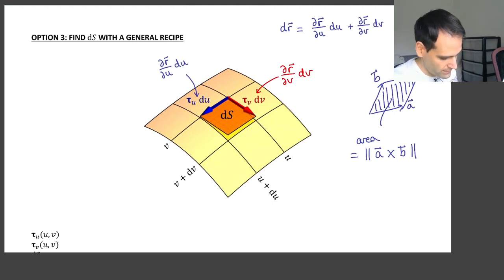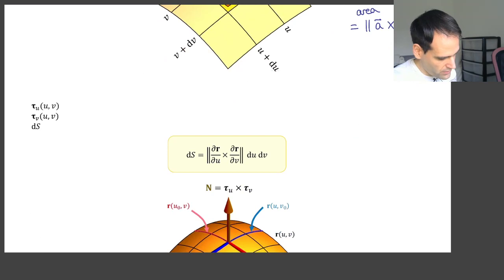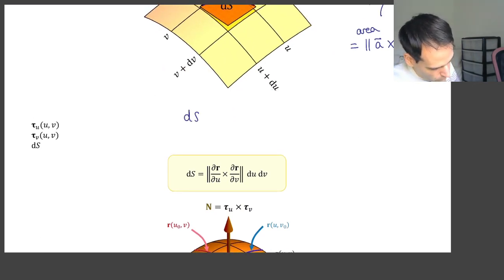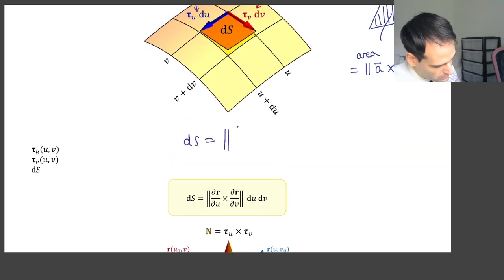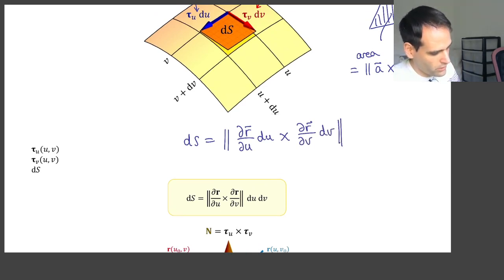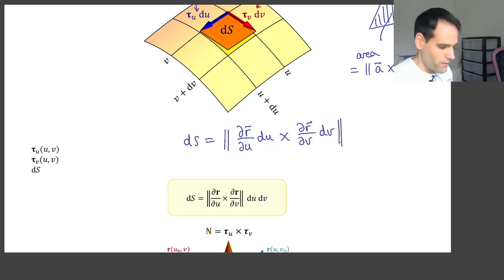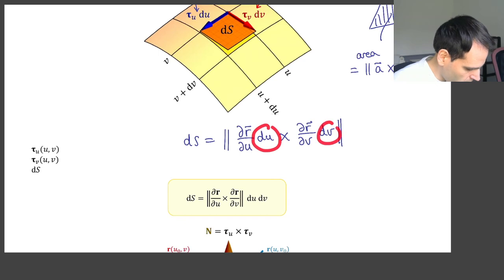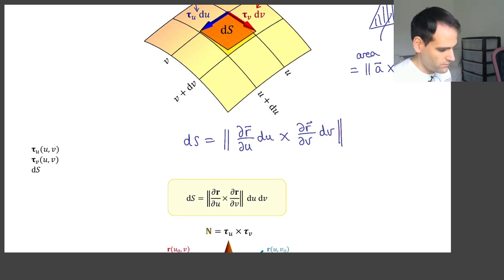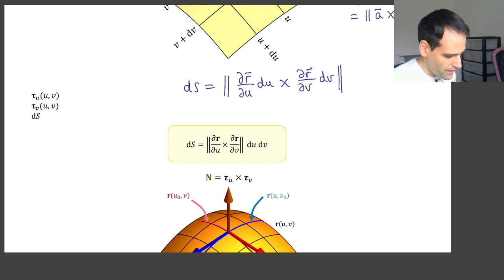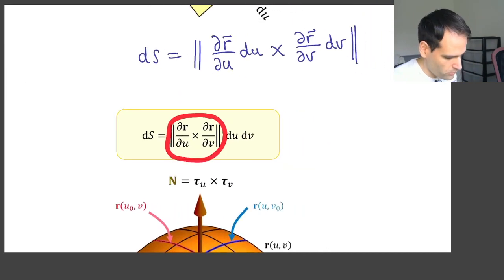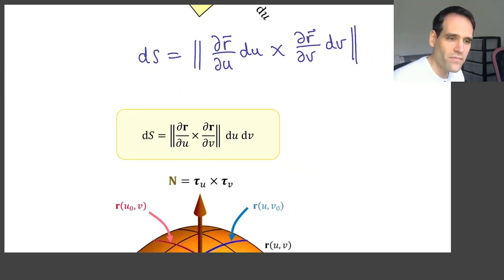Therefore, ds is simply the norm of the first vector times the second vector. When I say times, I mean cross product, okay? So we do the cross product between the first vector and the second vector, and we take the norm. Of course, we can now take du and dv outside, because these are just the variables, and we end up with this norm of the cross product of the two tangent vectors.